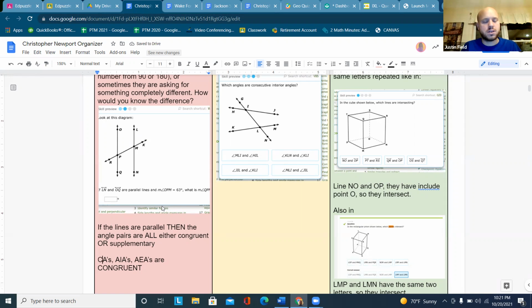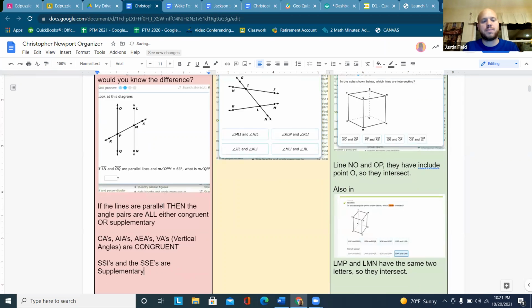And the VAs, those are vertical angles. All right, so that's that. And then the other ones are the SSIs, or the consecutive interior, and the SSEs. Those are supplementary. That's how it works.